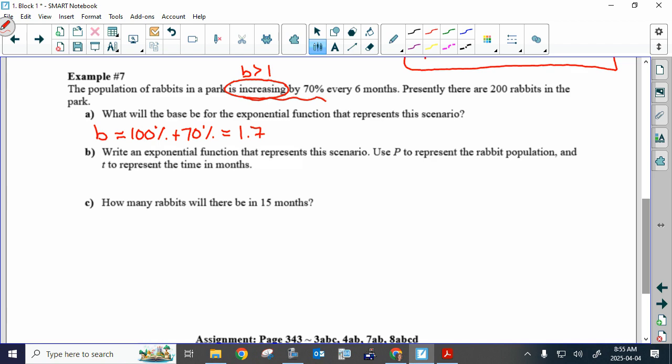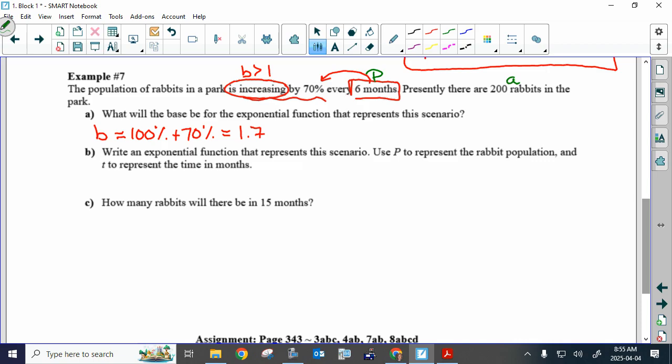Then it says, write an exponential function that represents this scenario. Okay, so now this is the twist. It's increasing by 70%, but it's not per year. It's every 6 months. There's a time frame directly connected to the rate of growth. That's your period. That's your p value. So right here, this is p. And then presently, there's 200 rabbits. Guys, that's our initial amount. That's our a value.